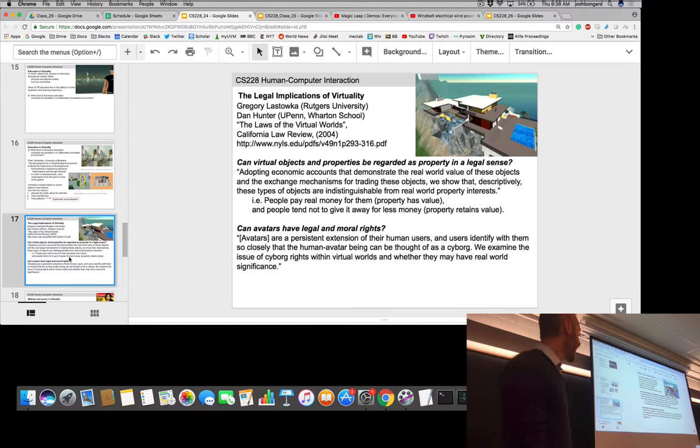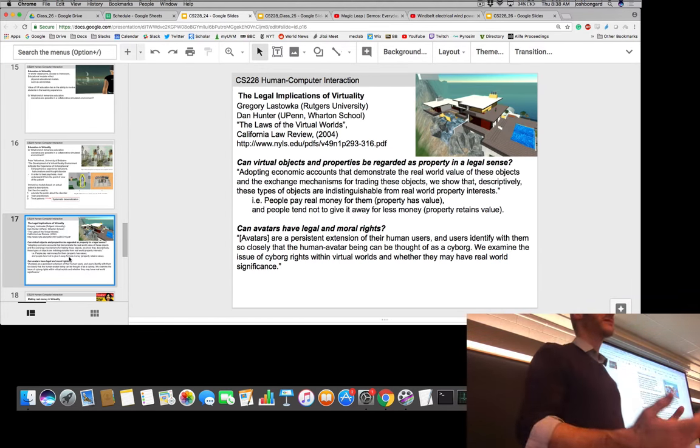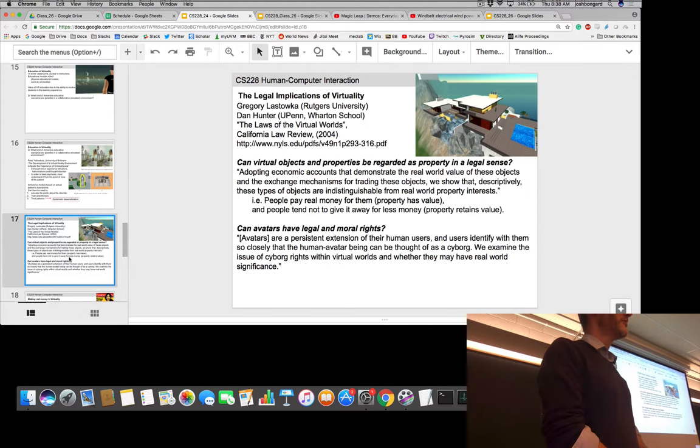We ended last time by looking at a few snippets from a legal document, an article written by a couple of legal scholars, which asks: what is the legal status of objects and avatars in a virtual world? They're not real, so do they have value? Maybe yes, maybe no. It seems that in many cases, virtual objects do have value for the simple reason that people pay real money for them.